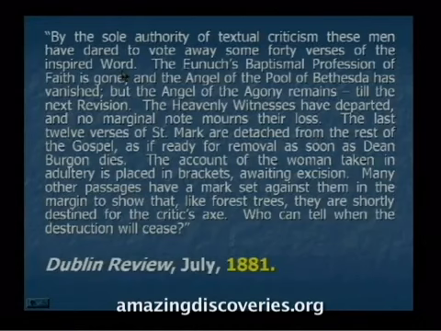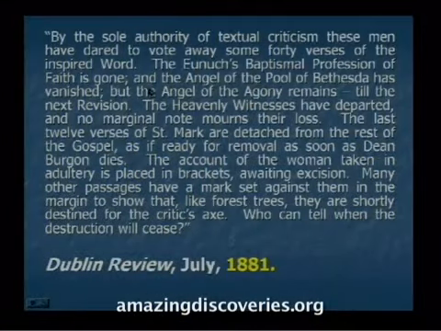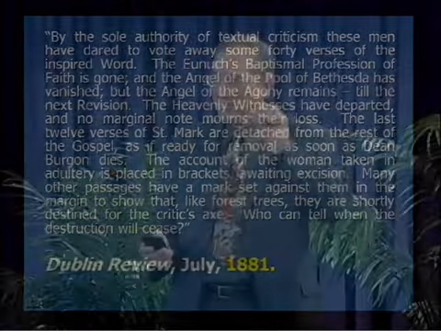Now, as you see, hundreds of verses are affected. The eunuch's baptismal profession of faith is gone, and the angel of the pool of Bethesda has vanished, but the angel of the agony remains. Till the next revision, the heavenly witnesses have departed, and no marginal note mourns their loss. The last 12 verses of St. Mark are detached from the rest of the gospel as if ready for removal as soon as Dean Burgon dies. Remember I quoted a lot from Dean Burgon yesterday? When he goes, they said, well, they're going to change a lot more.